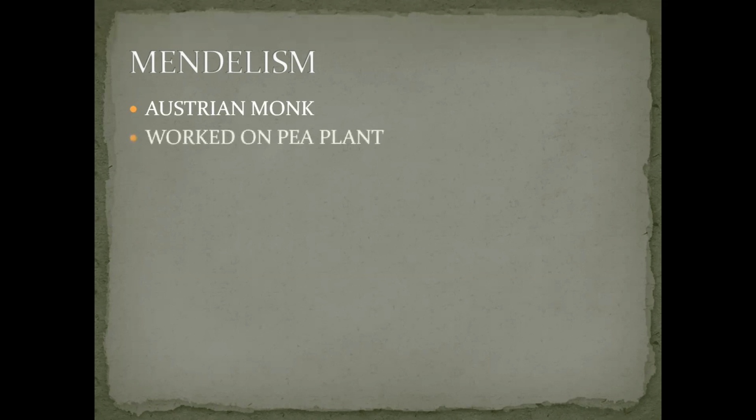Okay. So then we have Mendelism. He was an Austrian monk, Gregor Johann Mendel. Since he was poor, he was not able to take much education. That's why he became a monk. He was not wealthy; he belonged to a peasant family. So he was not able to study further and he became a monk. But he used to take classes in the church. Then he worked on the pea plant.